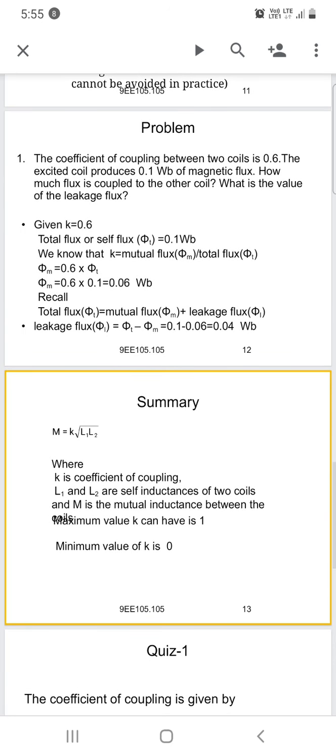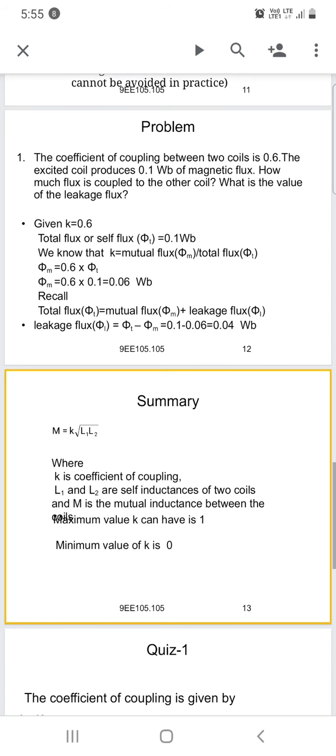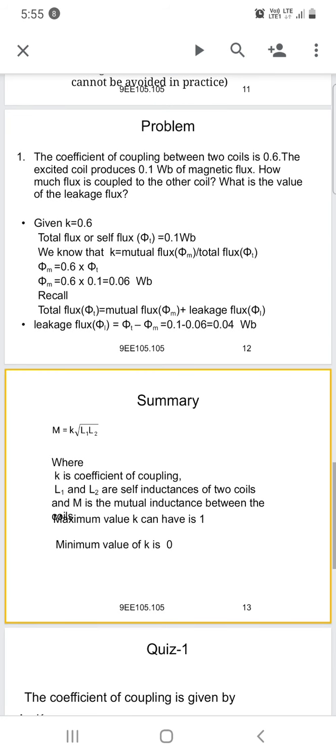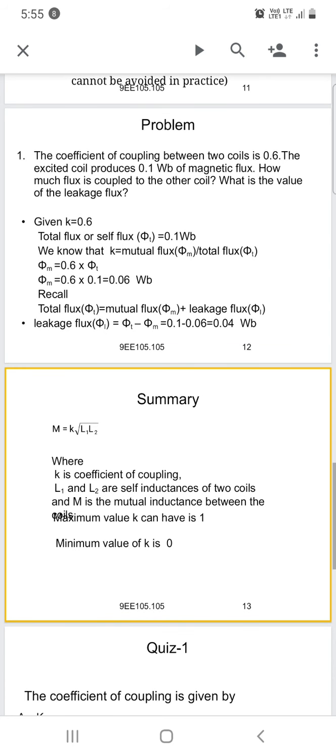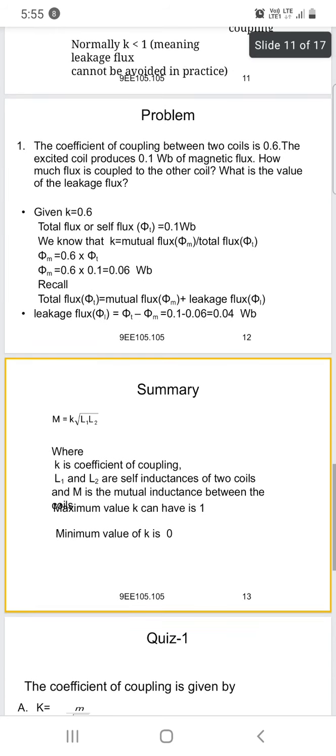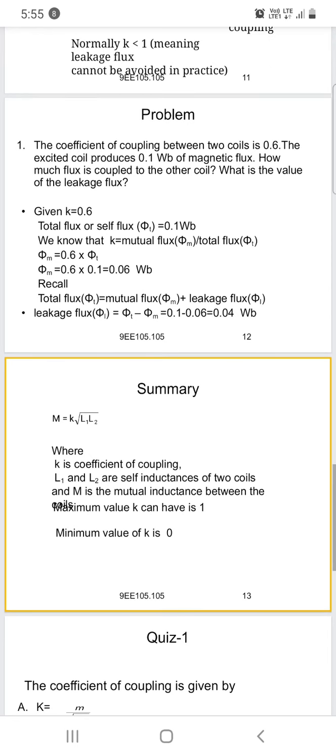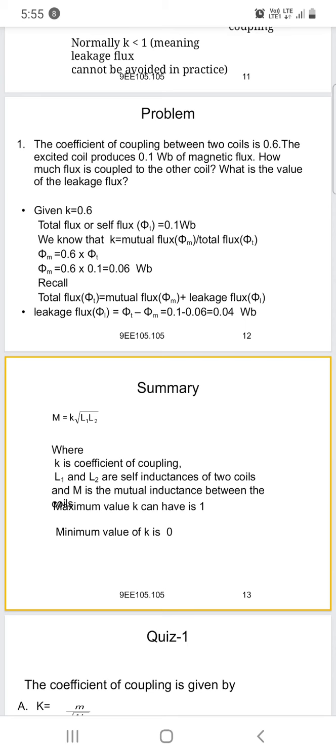Of the magnetic flux, how much flux will be coupled to the other coil, and what is the value of leakage flux?